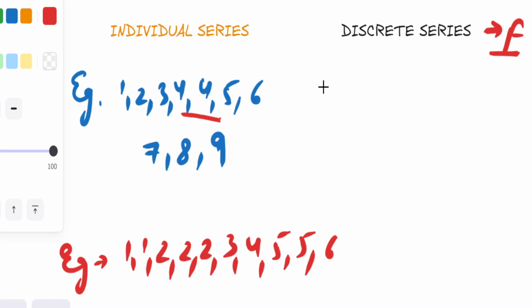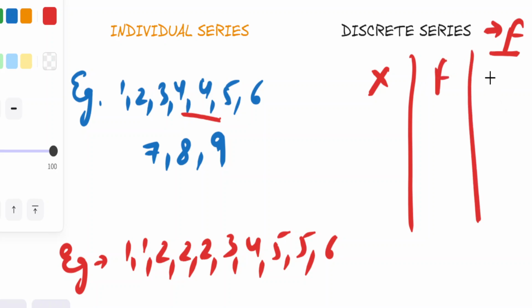Frequency is basically the number of times a value is repeating. Let's name this series as x, then we put up frequency, then we put up tally marks, right? Now what are the distinct numbers? That is 1, 2, 3, 4, 5, and 6. These are the distinct numbers.